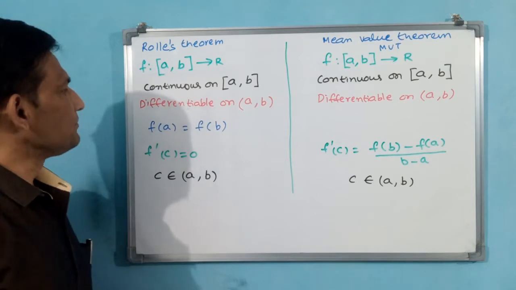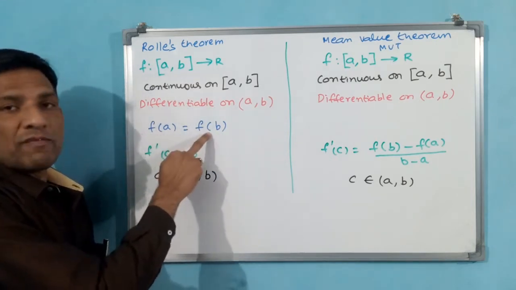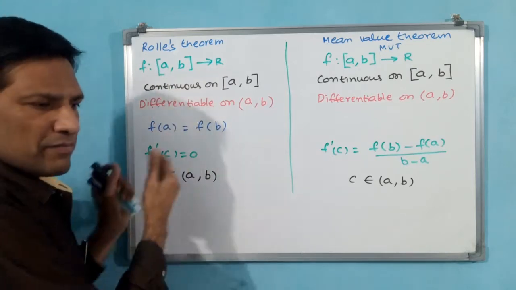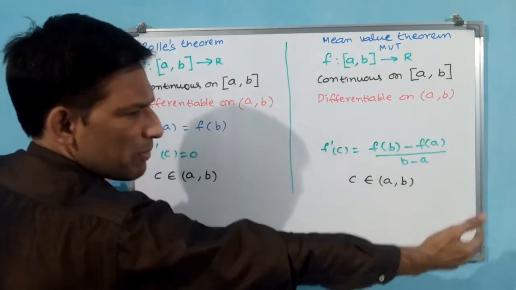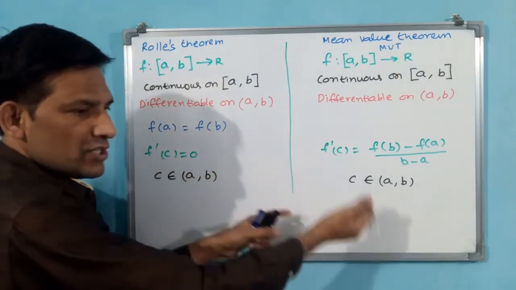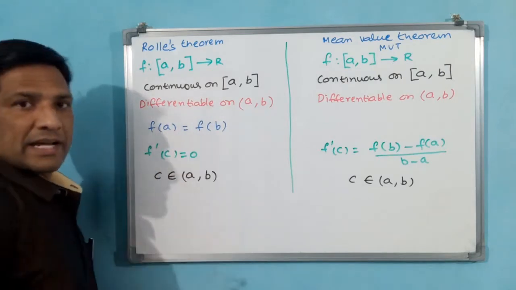Okay. Now you see, f of a is equal to f of b. That means what are a and b? These are limits. See, this function is from -3 to +4. That means f of -3 is equal to f of 4. Like that you have to understand here.